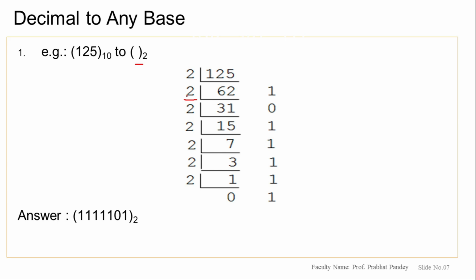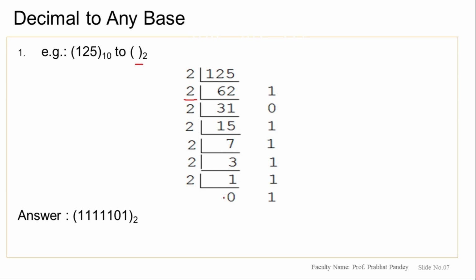So we need to divide this number, it will become 31. Now the remainder is 0. Now we need to again divide by 2, it will become 15 and the remainder will become 1. Then again divide by 2, remainder will become 1. Again divide by 2, the remainder will become 1. And we need to divide 3 by 2, again the remainder is 1, and 1 by 2, so again the remainder is 1.